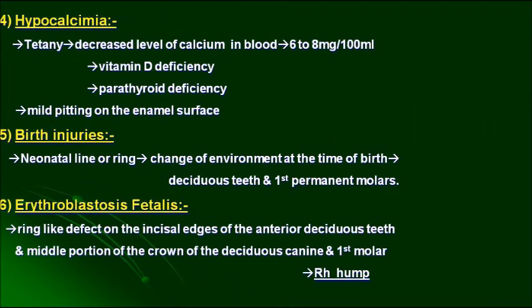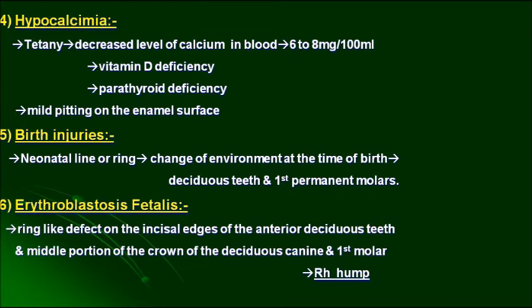Coming on to another important group: hypocalcemia, birth injuries and erythroblastosis fetalis. Among these, as you know, when there is a decrease in the calcium level, below 6 to 8 milligrams, it results in tetany. This also shows as mild pitting on the enamel surface when the calcium level decreases. And next is birth injuries. Birth injuries can be seen as a neonatal line or a ring, which is seen as a change in the environment at the time of birth, in a deciduous tooth or a permanent molar. And the last one is erythroblastosis fetalis.